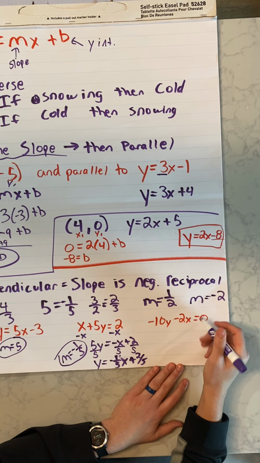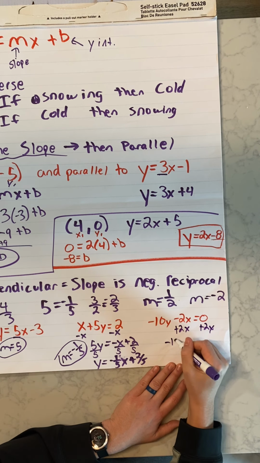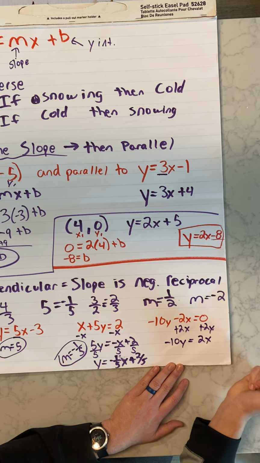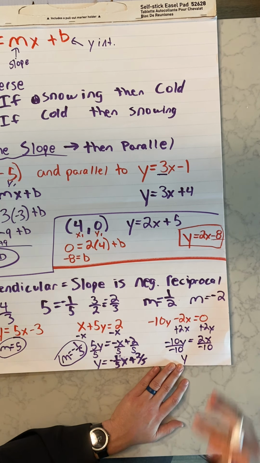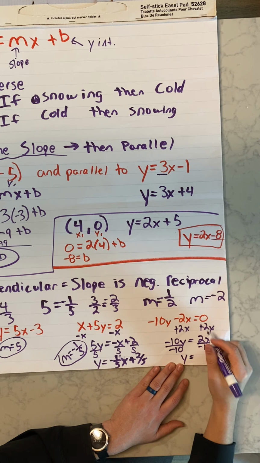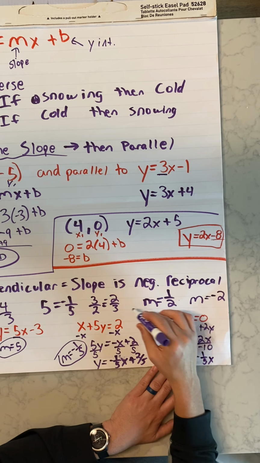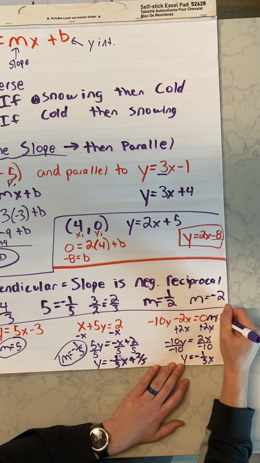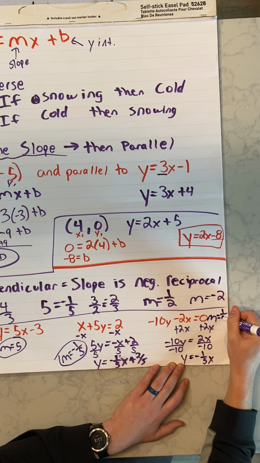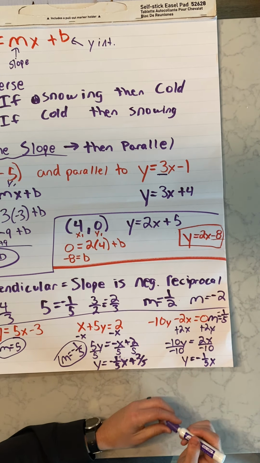So to get y alone here, we add 2x to both sides. Negative 10y equals 2x. Divide by negative 10. Y equals 2 over negative 10x, which is the same. We simplify it to 1 over 5, so it's like negative 1 over 5x. So our m in this one is negative 1 over 5. Okay, so let's look at these. It's negative 1 over 5.